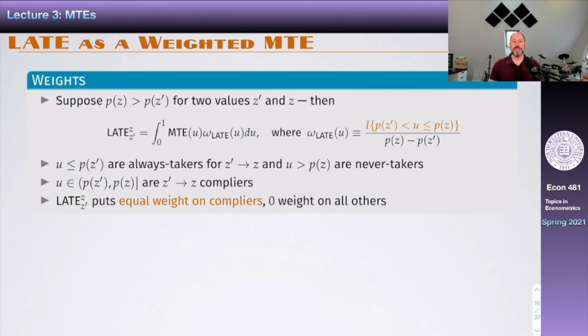Next, LATE. You write LATE as the weighted average of MTEs. Suppose that P(Z) is greater than P(Z'), two values, Z' and Z. The LATE from Z' to Z, you can write as an integral from 0 to 1 of the marginal treatment effect, weighted by omega LATE du, where omega LATE is this stuff over here.